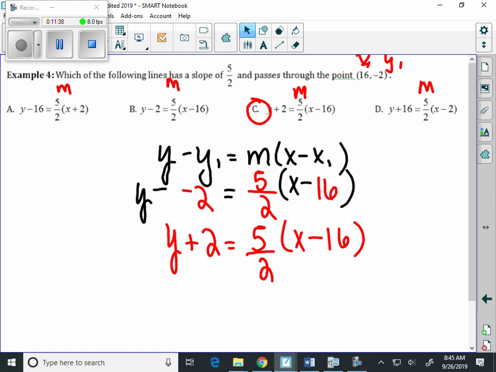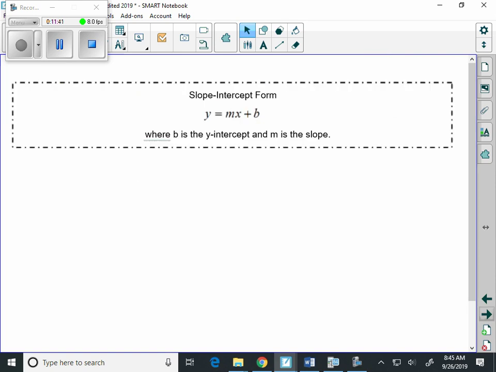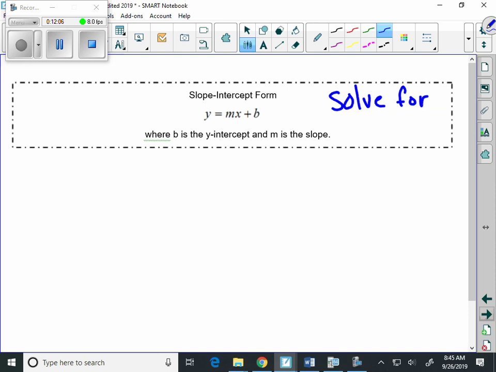Another formula that hopefully you're very familiar with is the slope-intercept form, which is y equals mx plus b. b is the y-intercept. It's where the line crosses the y-axis. m is still the slope. Sometimes what I like to add in terms of an additional note is that you solve for y in that format whenever we're working with slope-intercept form. That's the key. An additional note if you would like to add.